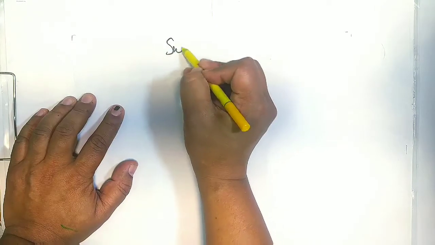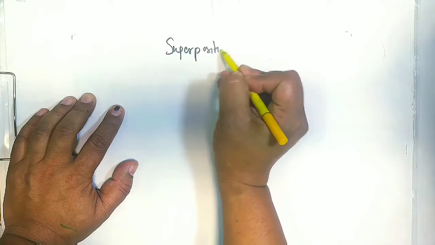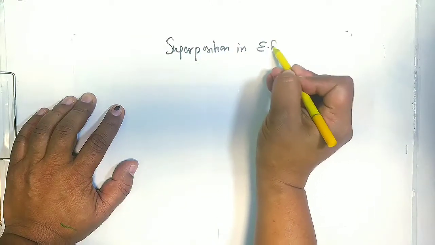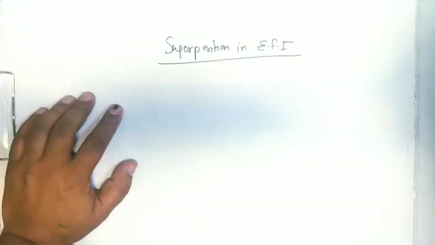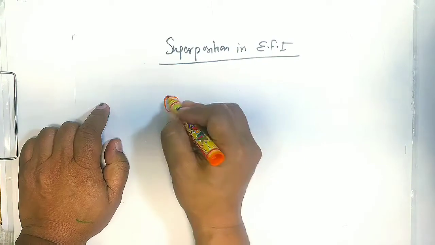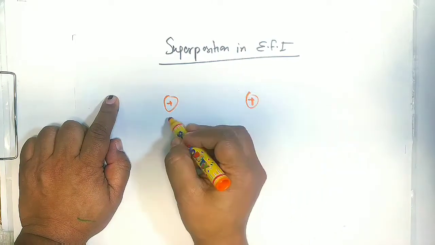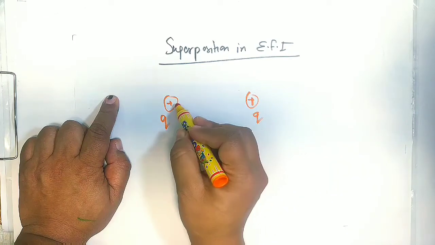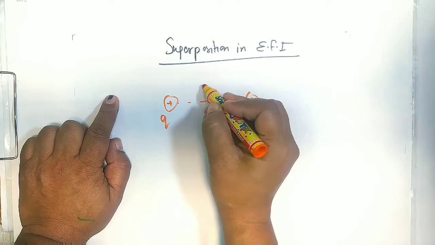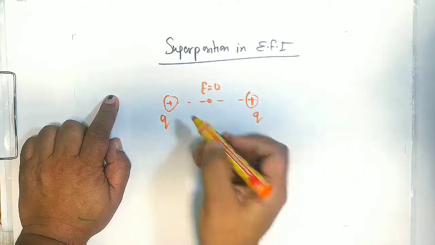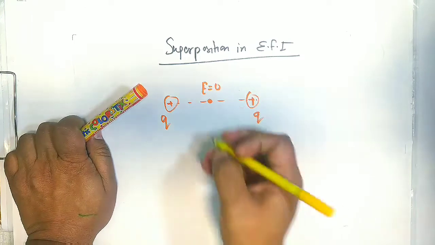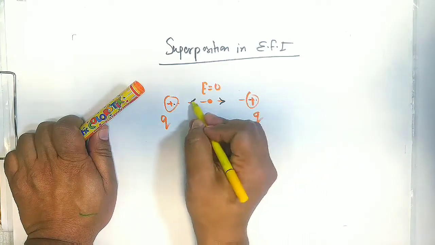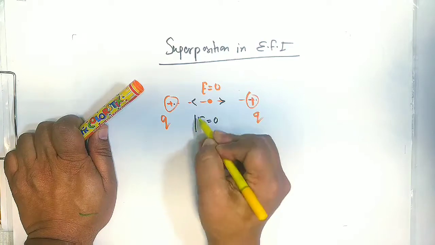And now we can discuss superposition in electric field intensity. Very simple. Superposition I have already explained in electrostatic force. Superposition in electric field intensity. Now say there are two charges. One is positive and the other one is positive, so say plus Q. So we know that somewhere at the center the electric field will be 0. Why? Because the direction will make it 0. From here it will be in this direction, from here it will be in this direction. Net electric field is what? 0 at the center.